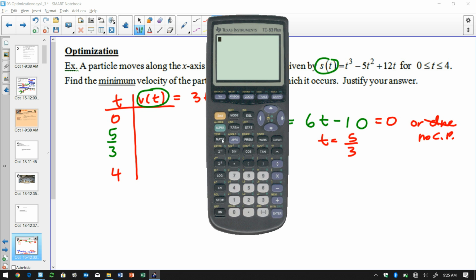All right, so guys, take a look at this. I want V in here, so on y equals, I'm going to put my V in. So that's going to be 3x squared.